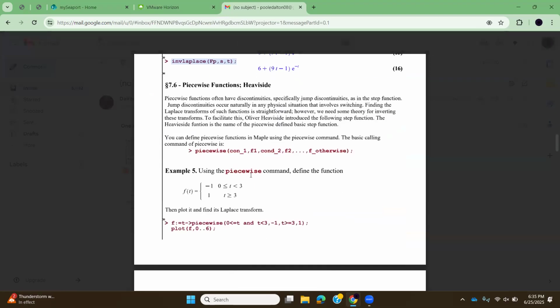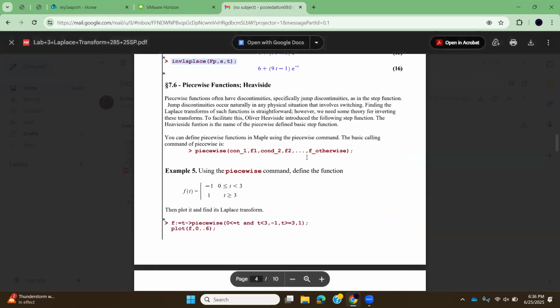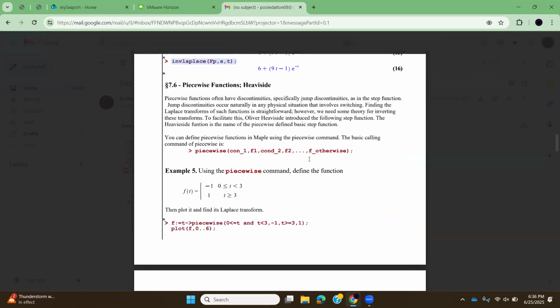So now we're doing piecewise functions. And so we're going to talk about the calling command. Looks like you're doing the first condition, first function, second condition, second function, and then anything else that you need.